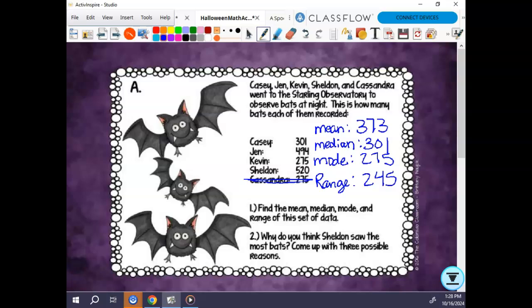Now, who wants to give me a reason why Sheldon saw the most bats? Why? Okay, Sheldon has night vision. That's a good one. Maybe Sheldon was the only one really paying attention. I think these two were a little busy not paying attention, but shocking.